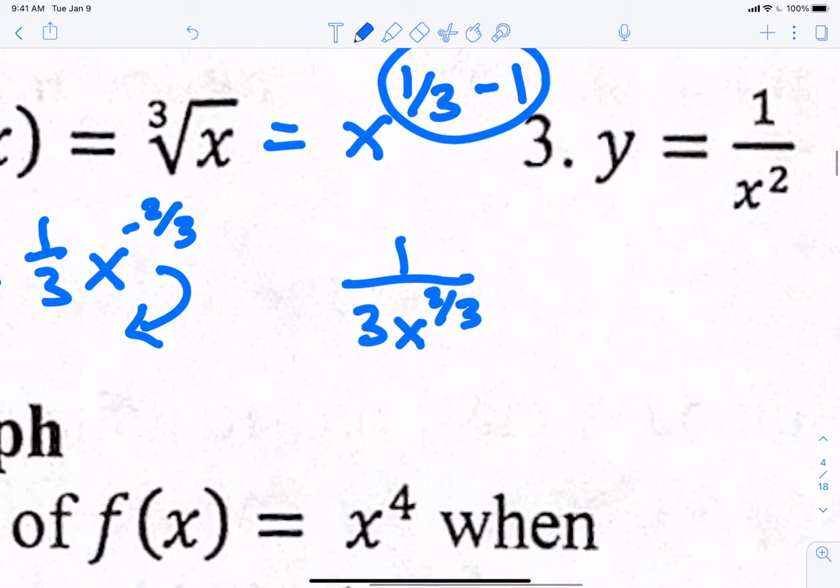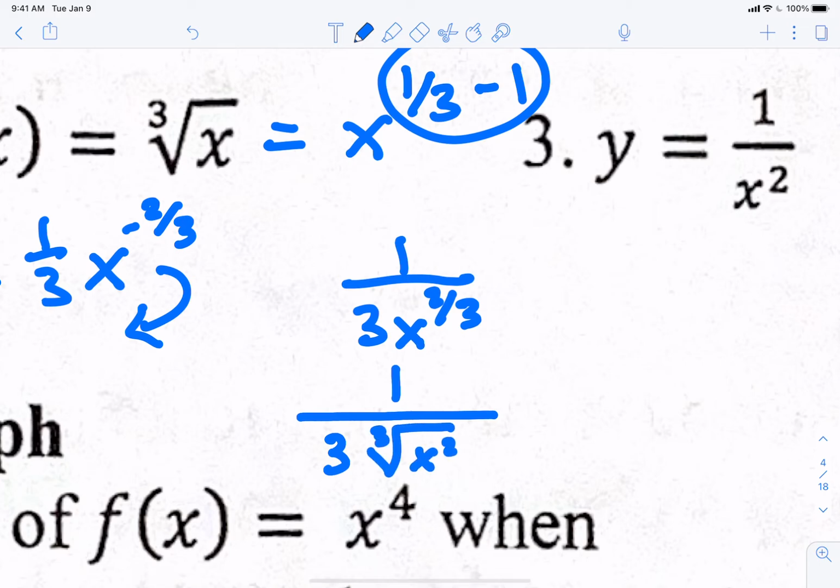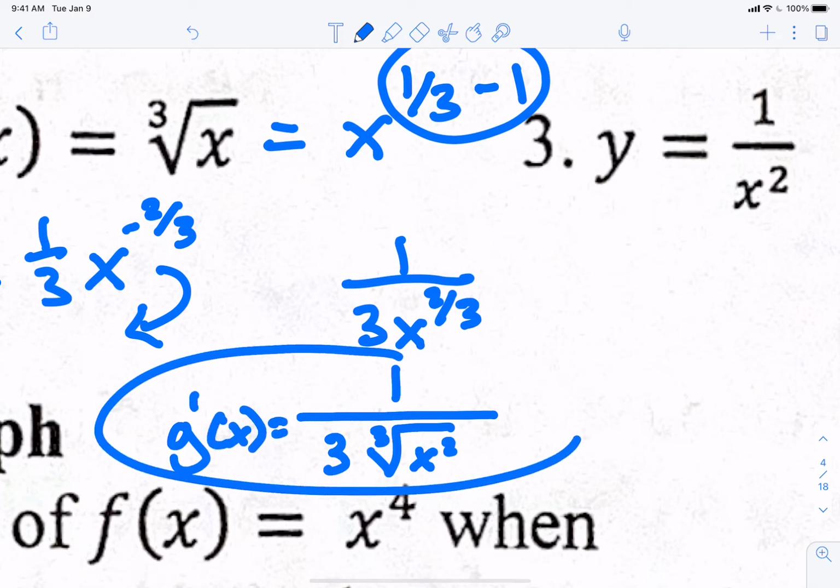But then, what does the 2/3 power look like? Square root of x to the third? Or is it the other way around? Cube root of x squared. The cube root of x squared, yep. And let's make sure we put g prime of x equals, this is my derivative. So sometimes it takes a little bit more work than just finding the straight derivative, right?